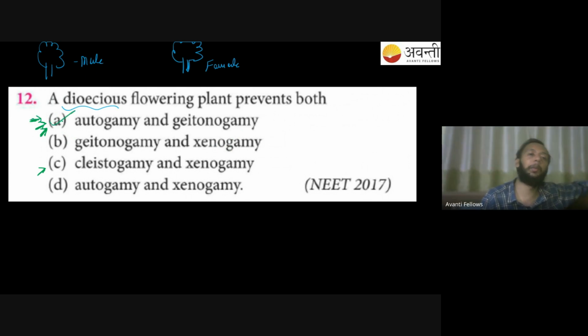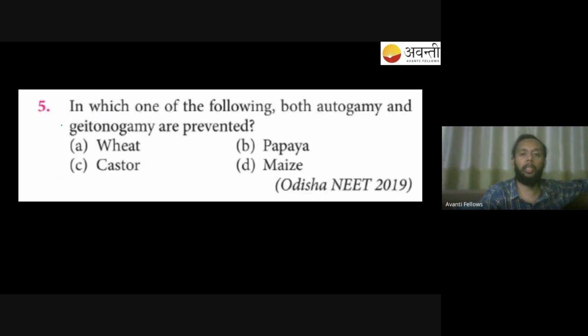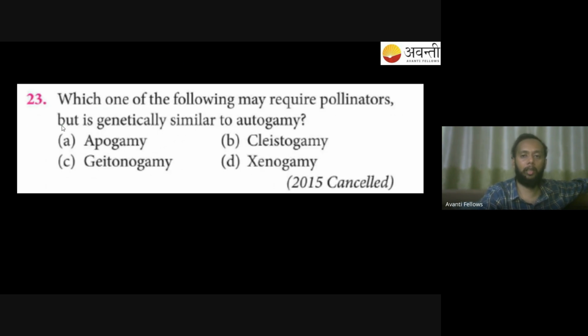Autogamy and geitonogamy will be avoided over here. If you have a male plant, then the male plant can never do autogamy or geitonogamy all by itself. Similarly, the female plant cannot do geitonogamy or autogamy, so this will get avoided. Xenogamy तो हो सकता है. So option A becomes my correct answer. These are all my NEET का questions, ना? Okay. So this को हम बाद में करते हैं because I have to give you the examples right now.